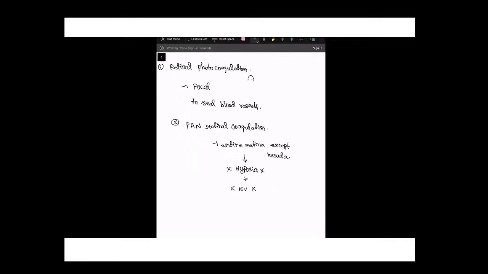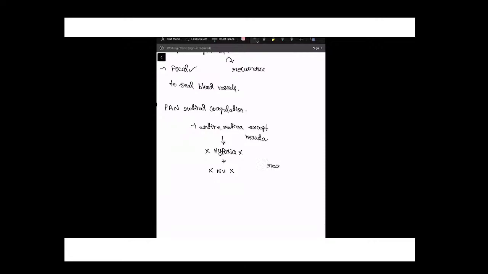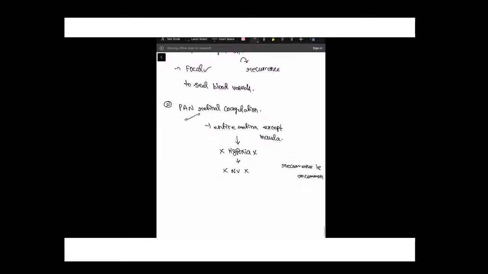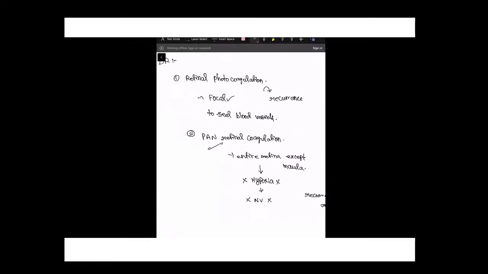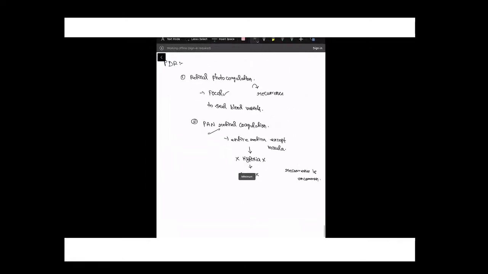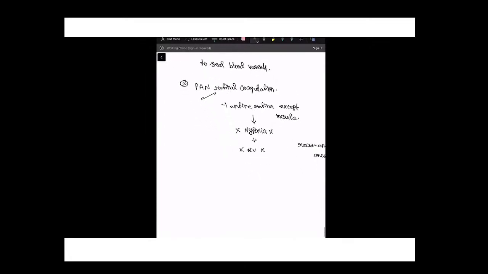If we use retinal photocoagulation, which uses focal laser, we are going to get a recurrence again and again. But here, recurrence is not common. So panretinal is best preferred to treat proliferative diabetic retinopathy. So this is about diabetic retinopathy.